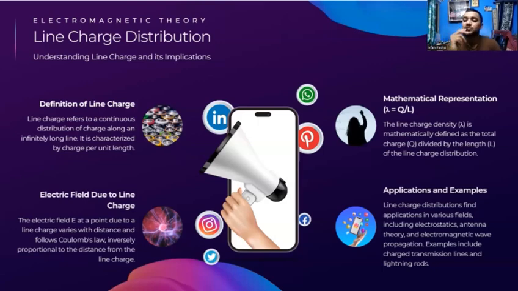The mathematical representation is as follows. The charge density lambda is mathematically defined as total charge Q divided by the length L, Q by L. Lambda, the charge density, is directly proportional to the charge and inversely proportional to the length.